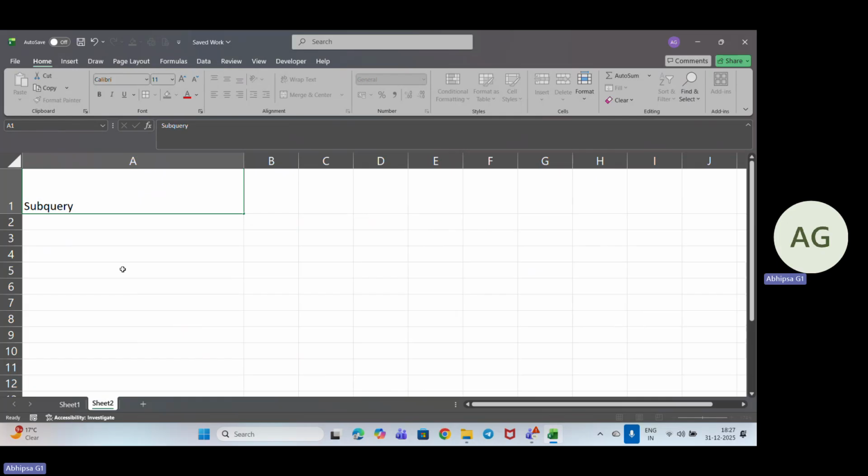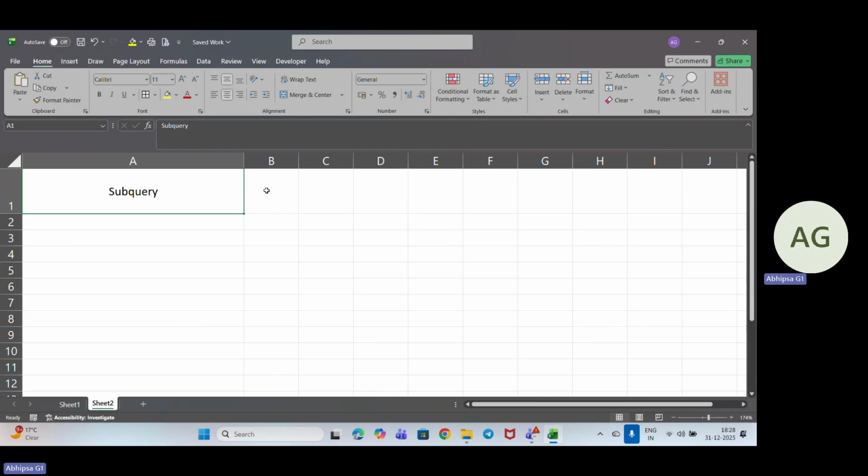Subquery, we need to discuss it. First we need to understand what a query is. A query is simply a question we ask the database to get information, right? We give questions like show all of the students, show the student marks, show students who scored more than 80. These are exactly the questions that we generally ask the database. So a query is equal to a question.